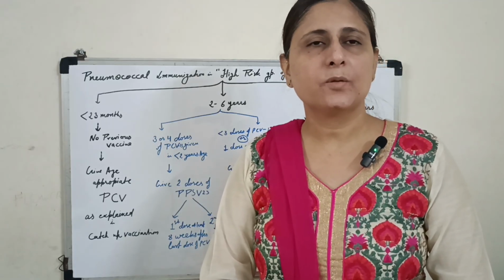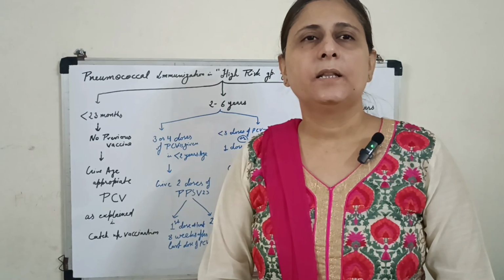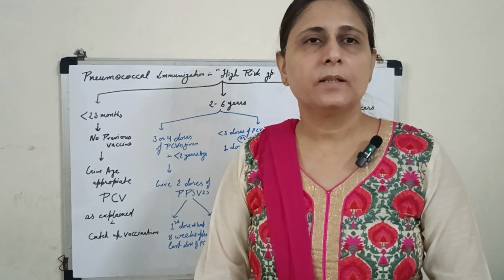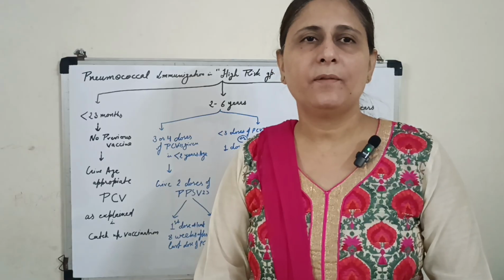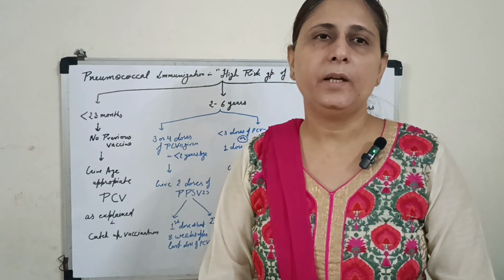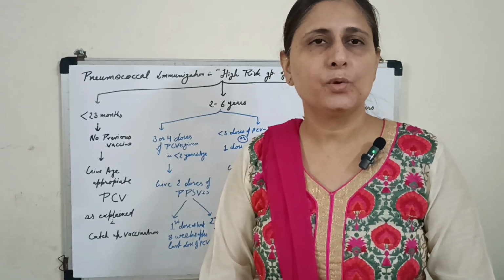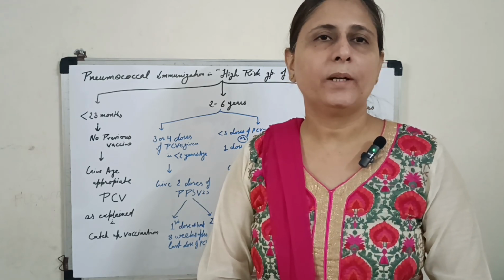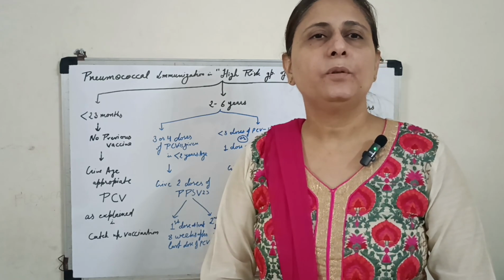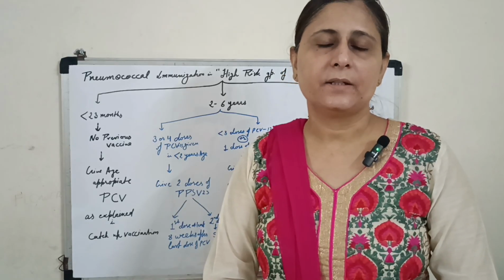So in 6 weeks to 6 months age, we have to give a total of 4 doses, 3 primary plus 1 booster. Between 7 months to 11 months of age, we have to give a total of 3 doses, 2 primary plus 1 booster. And between 12 to 23 months of age, we have to give 2 doses at 8 weeks interval.